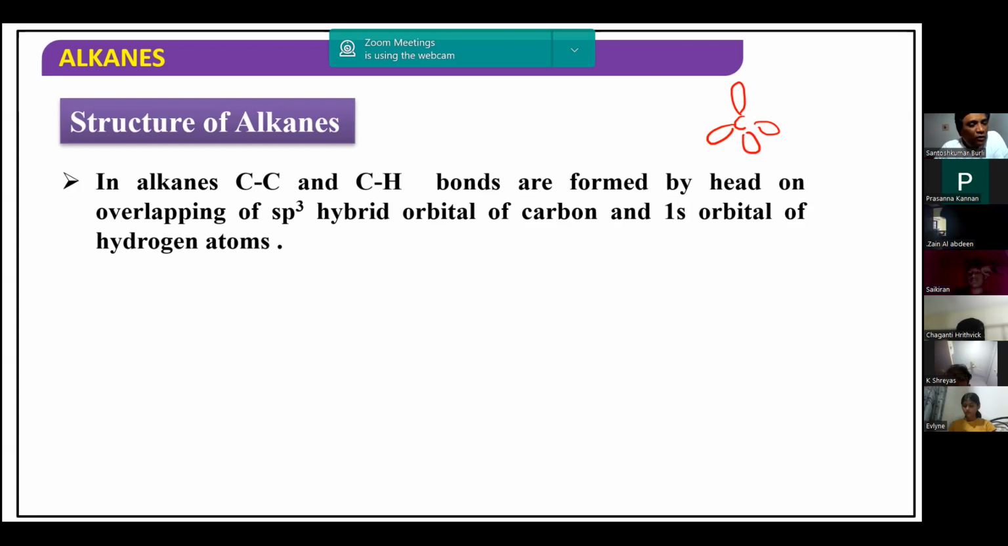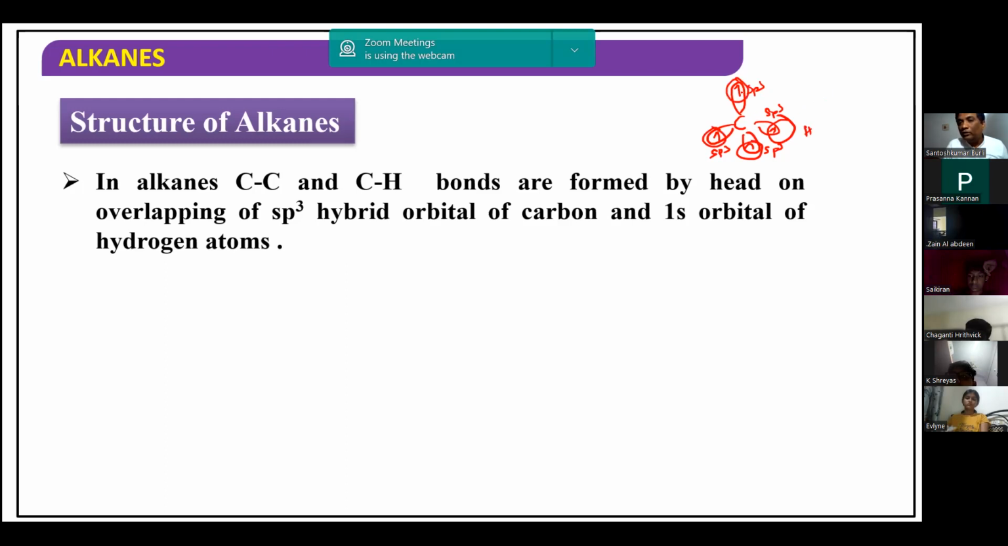One s orbital of carbon and three p orbitals of carbon mix with each other and form four sp3 hybridized orbitals. The s orbital has a different shape and energy, and the p orbital has a different shape and energy compared to s. After mixing, you get hybridized orbitals having the same shape and same energy. So there are four sp3 hybridized orbitals. Each sp3 hybridized orbital has one unpaired electron, and these orbitals overlap with the 1s orbital of hydrogen, which is 1s1, like this.